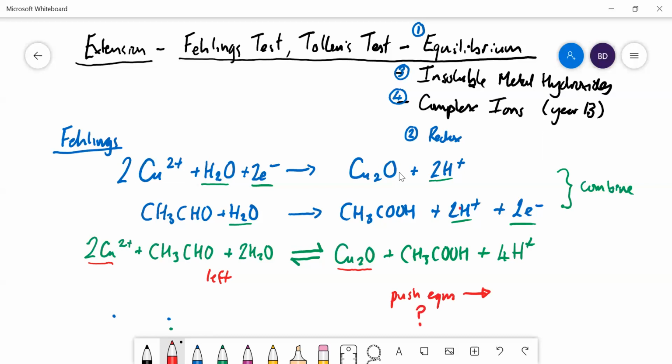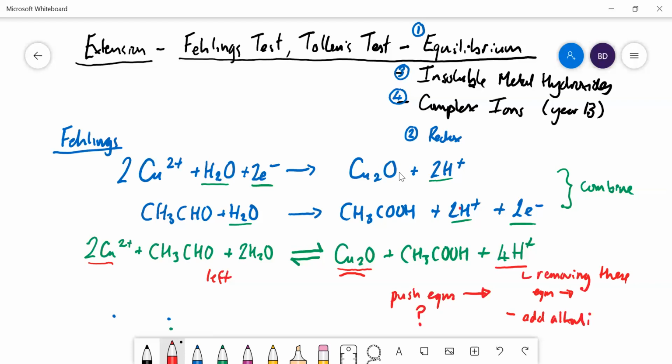Well, the clue is here. You make a load of H+ ions. So if we can keep removing them, the equilibrium, Le Chatelier tells us, is going to move over to the right to try and make some more. And so we will get the copper oxide produced. We'll make the reaction happen. So how can we keep removing H+? Well, the best way of doing that is, of course, to add alkali.